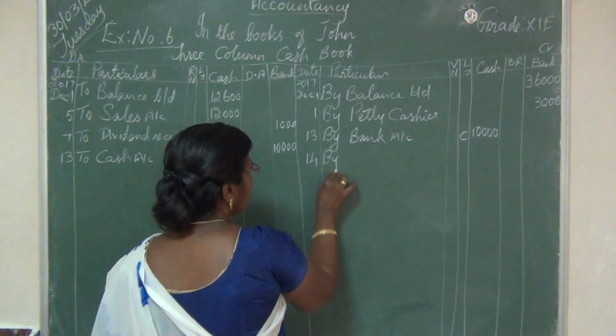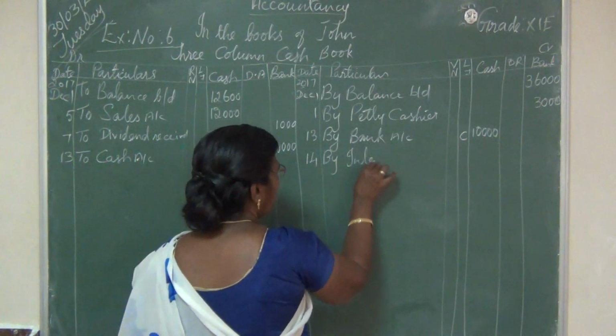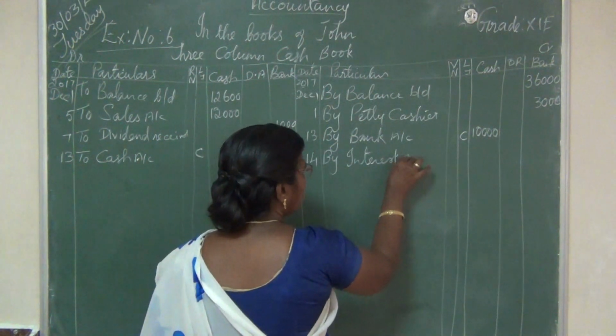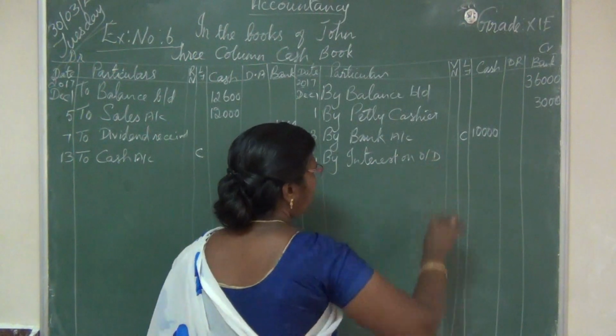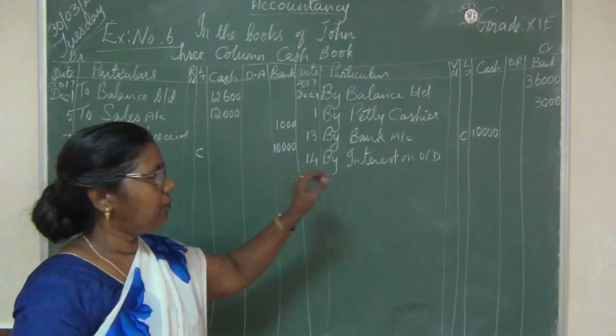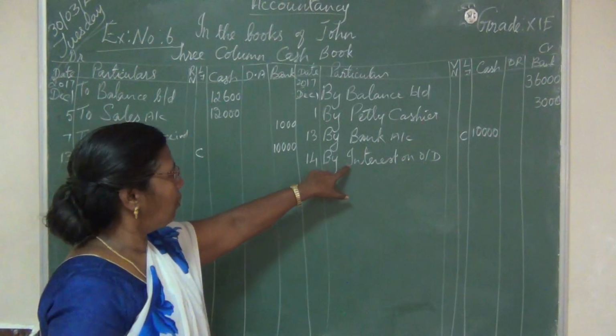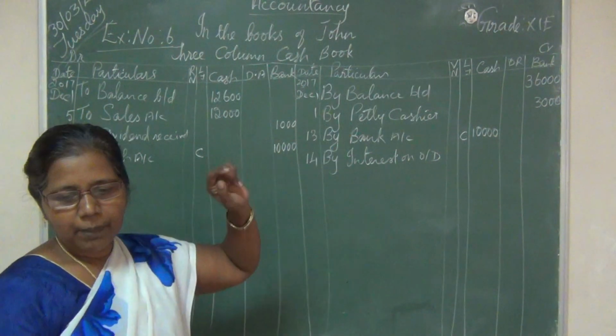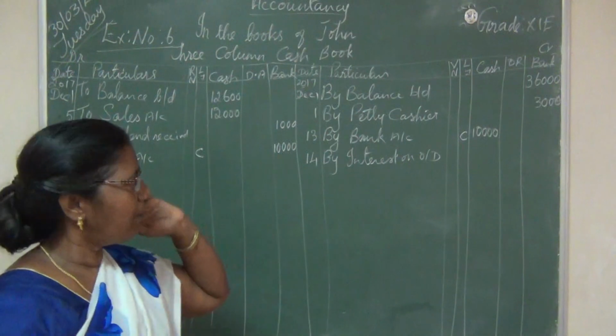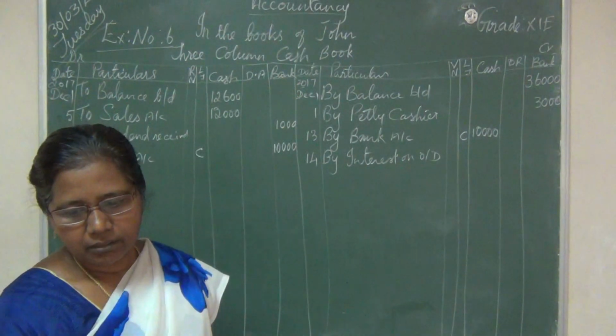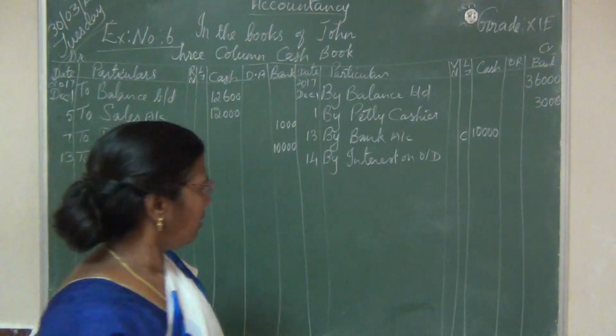by interest on overdraft, OD I am writing. Okay, you write it fully, overdraft. So it is a loss, so we debit that one and we are crediting the bank account. Okay, because it is the payment from the bank. So how much is the amount? 1500.